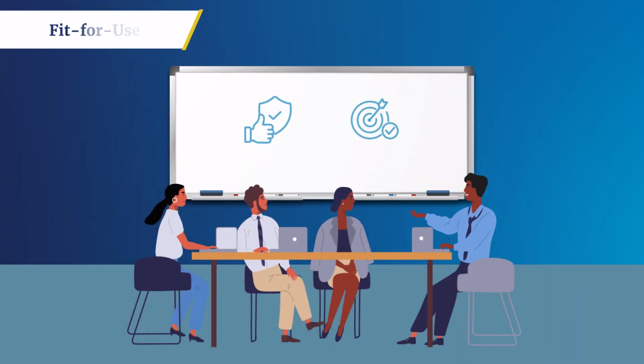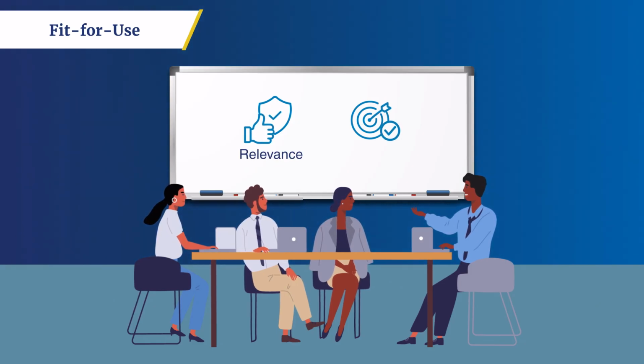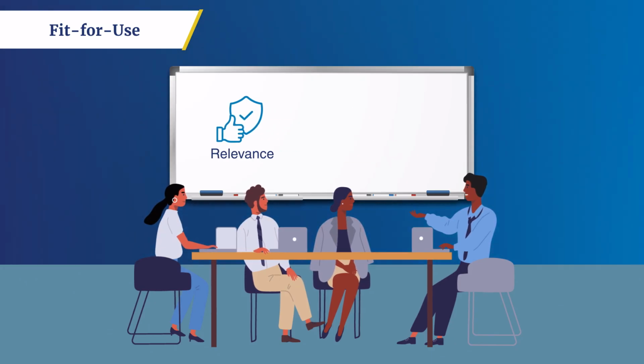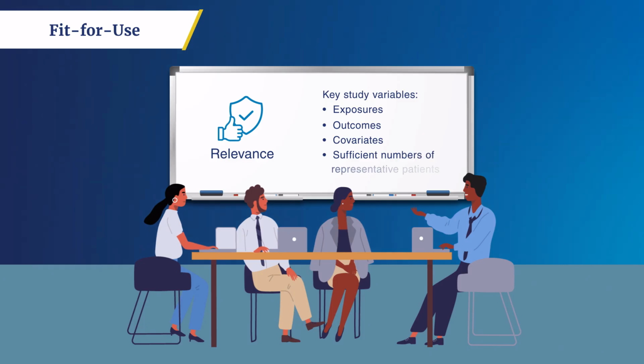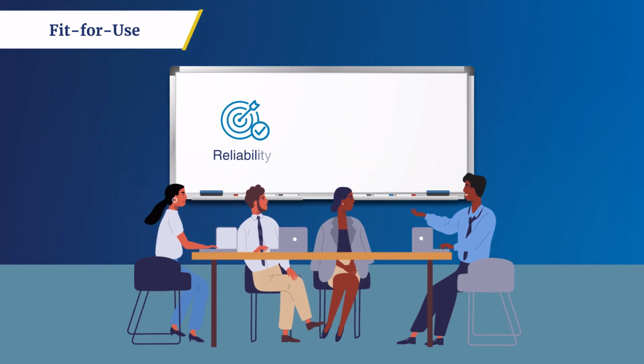Before using natural history data in a study intended to support regulatory decision-making by FDA, sponsors should consider whether the data are fit for use by assessing the data's relevance and reliability. Relevance includes the availability of key study variables, such as exposures, outcomes, and covariates, and sufficient numbers of representative patients for the study. Reliability refers to accuracy, completeness, and traceability.